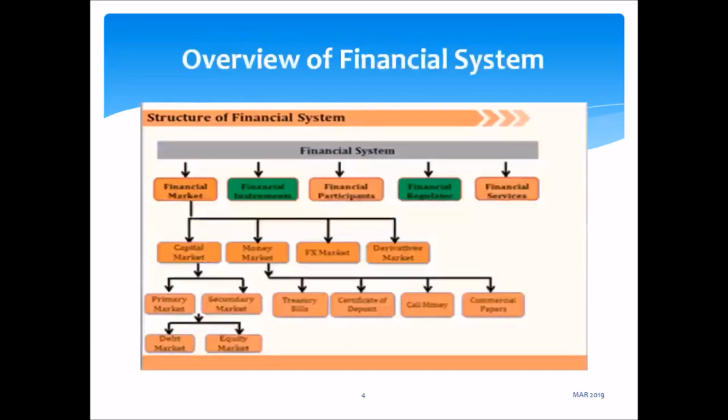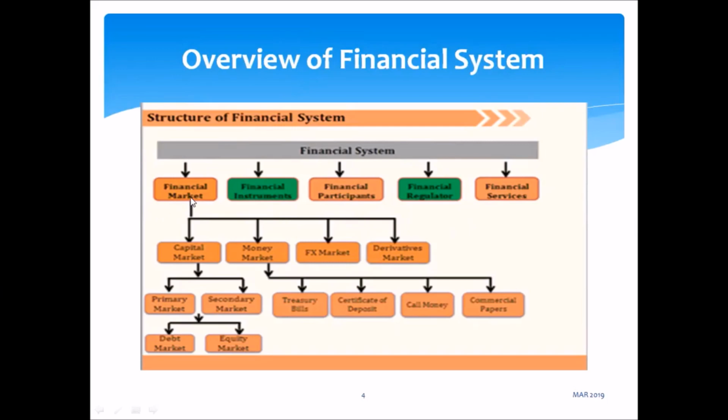Going forward, if you see an overall view of a financial system, this is how it's going to look. The first level will be all your financial markets, followed by financial instruments, then also followed by financial participants, financial regulator, and financial services. So these will help you understand the categorization which we generally follow.